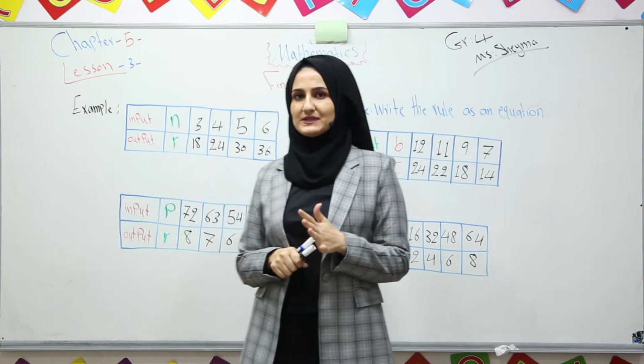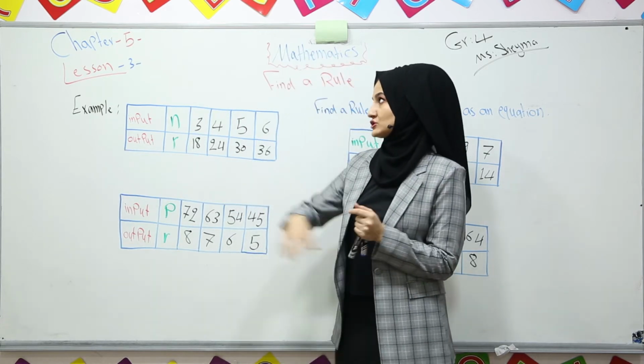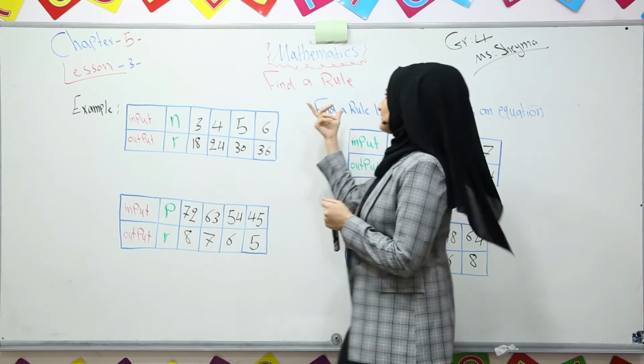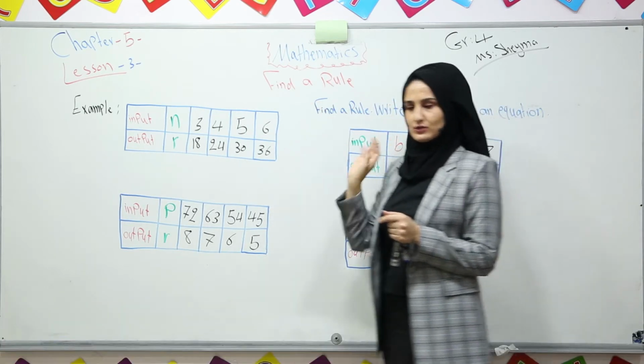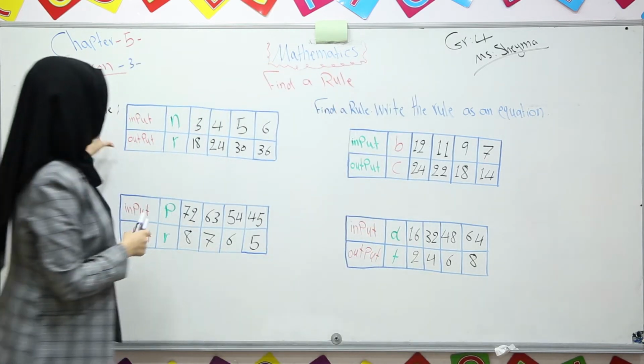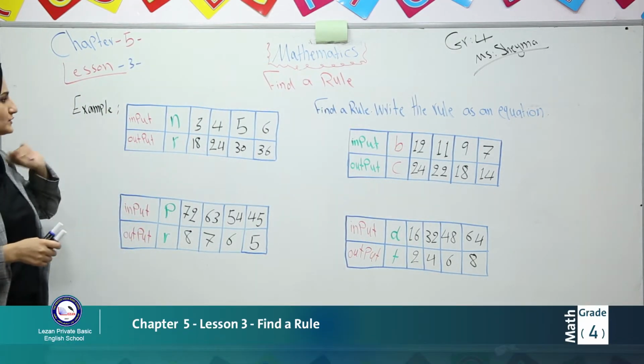Today we are going to explain a new chapter, a new lesson, which is chapter 5, lesson 3, find a rule. We have these boxes. How can we find a rule for these boxes? We have two boxes, input and output.